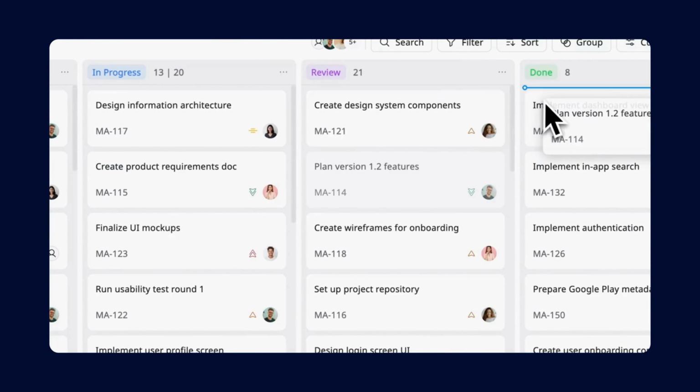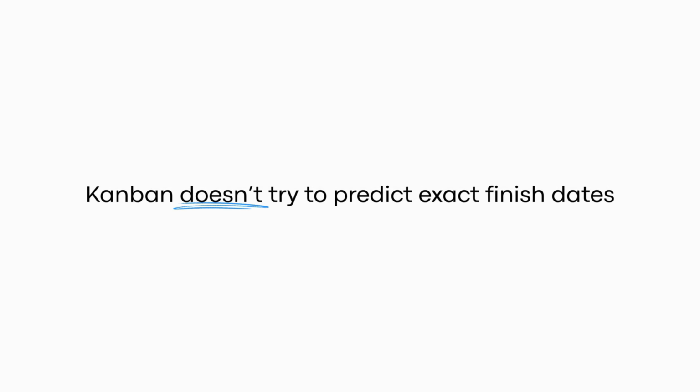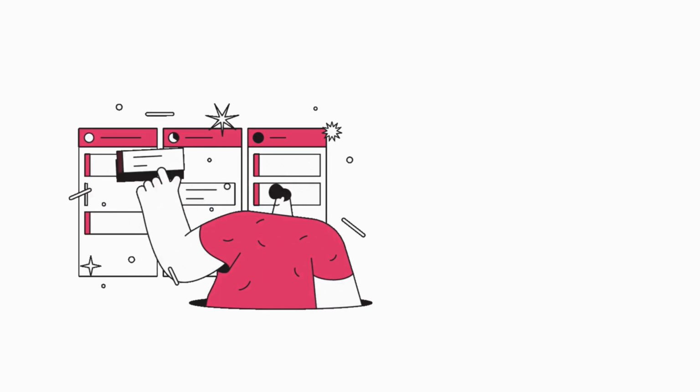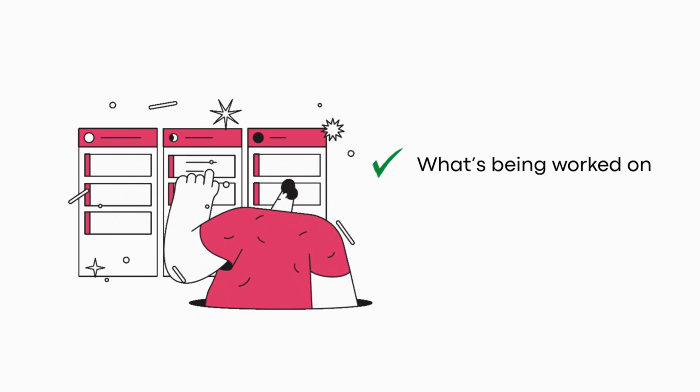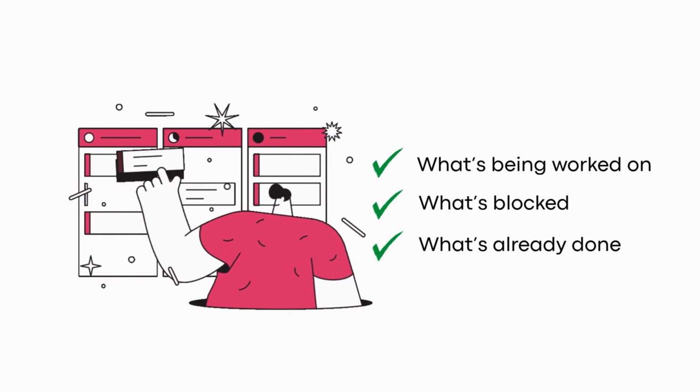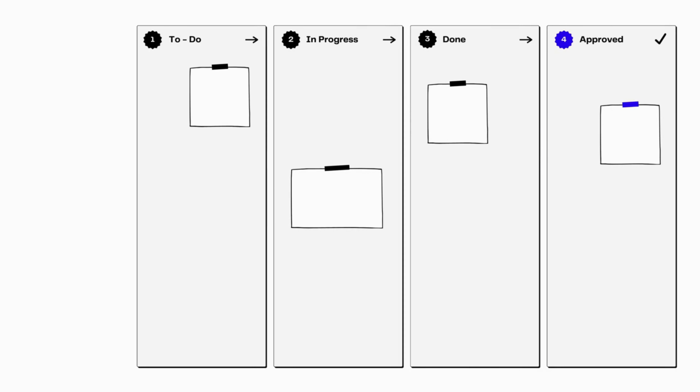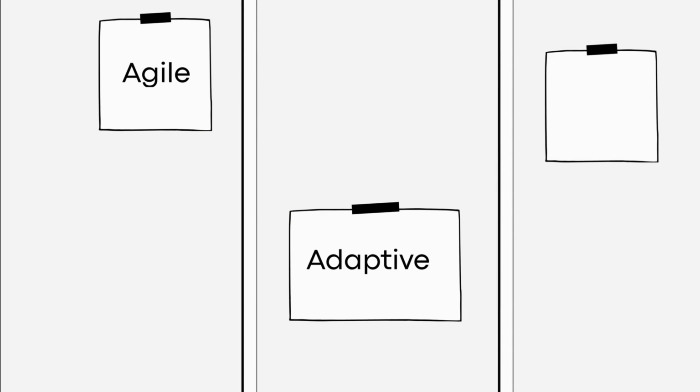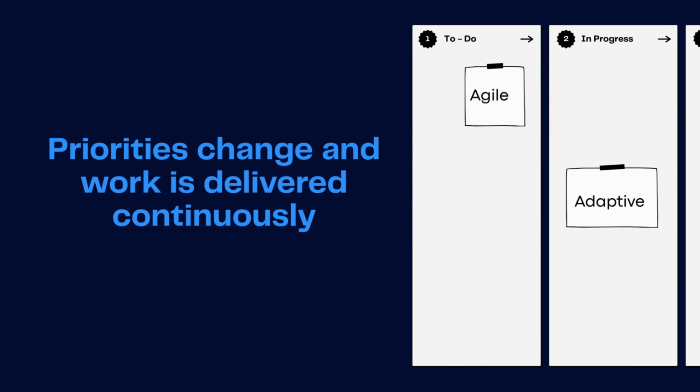Very visual, very intuitive. Kanban doesn't try to predict exact finish dates. Instead, it focuses on what's being worked on, what is blocked, what's already done. Because of this, Kanban is widely used in agile and adaptive environments where priorities change and work is delivered continuously.